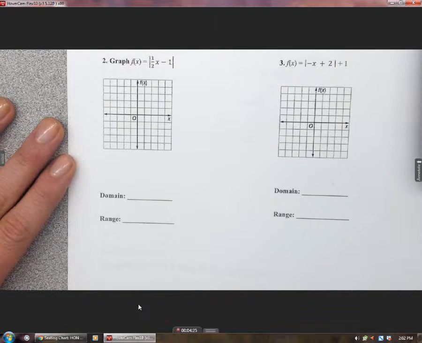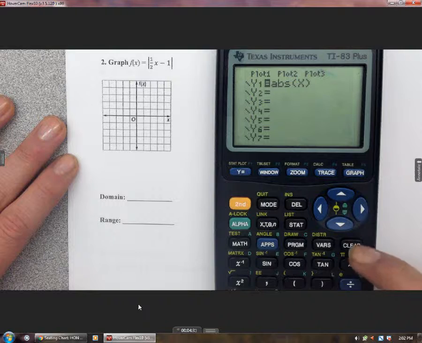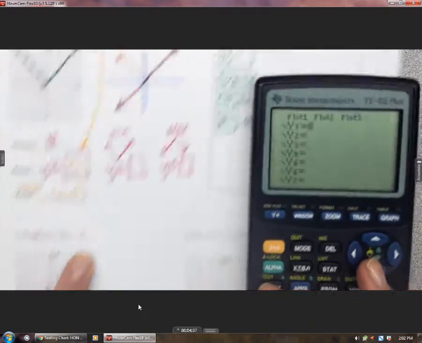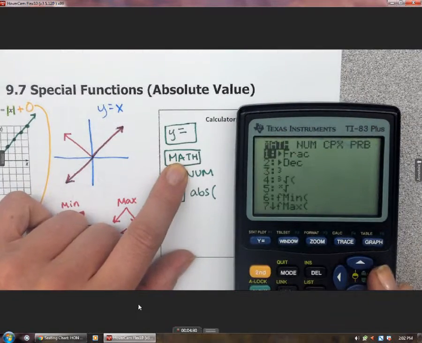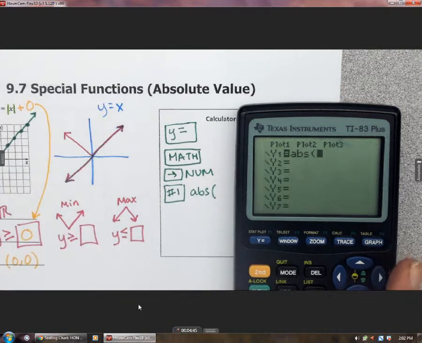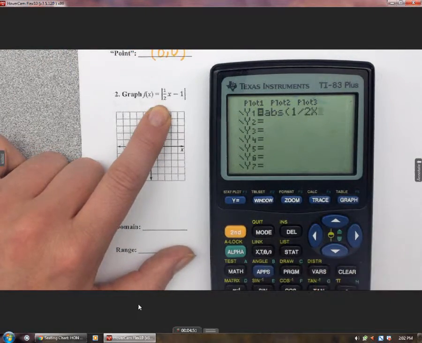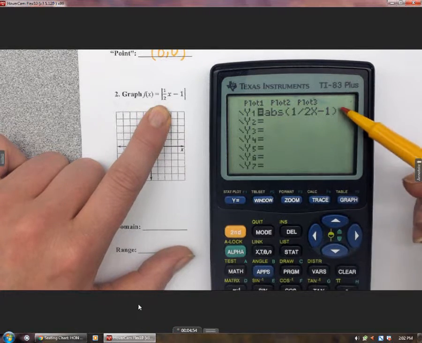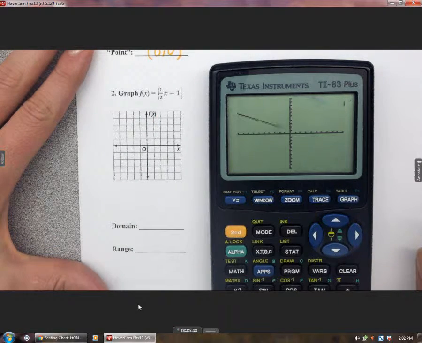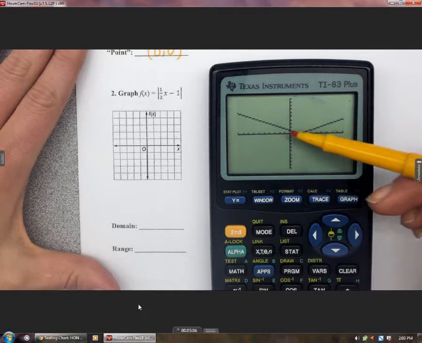The next two are similar things, just different graphs, so we'll graph these. We want to press y equals. We want to get the absolute value bars in there. So again, if we follow our steps, it's math, num, the right arrow over to num, number 1 is absolute value. And we have 1/2, so it's 1 divided by 2, x minus 1. I'll close the parenthesis at the end of the absolute value sign. Graph it. This graph is wider, and it got moved over to the right a little bit.